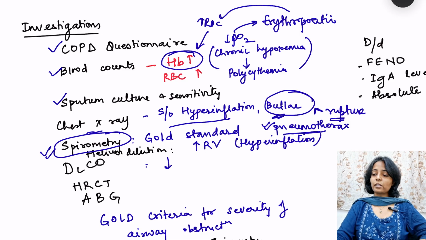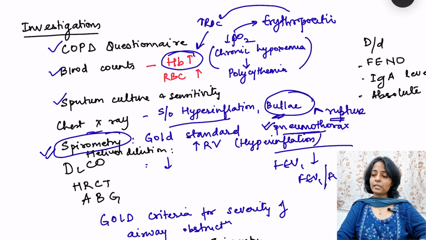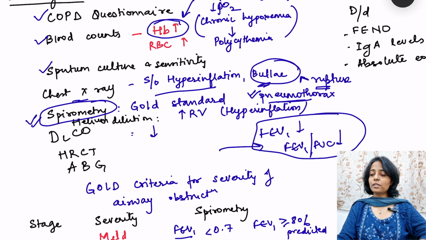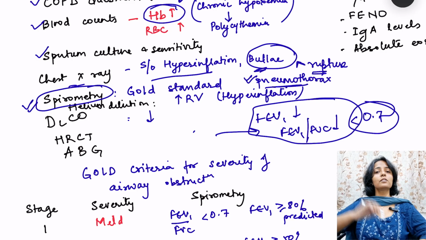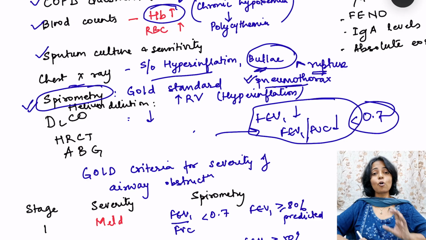So in obstructive lung disease, we have FEV1 which decreases, and FEV1 by FVC ratio also decreases. Okay, and it is diagnosed based on this FEV1 FVC ratio. If this FEV1 FVC ratio is less than 0.7, then it is diagnostic of presence of obstructive lung disease, right?